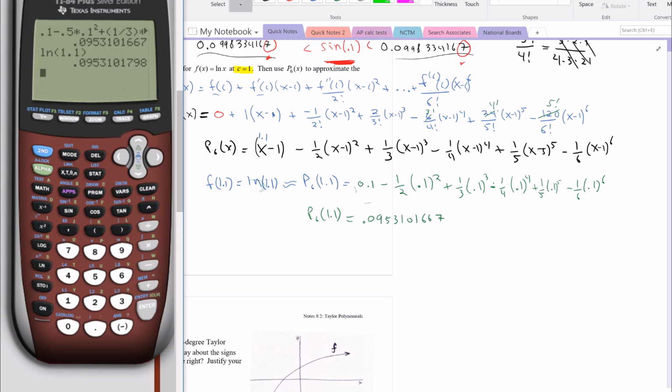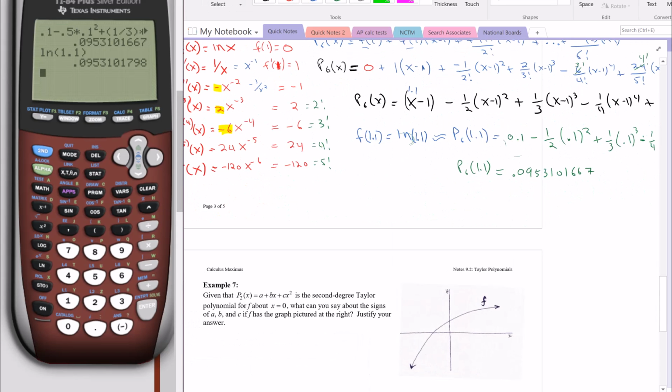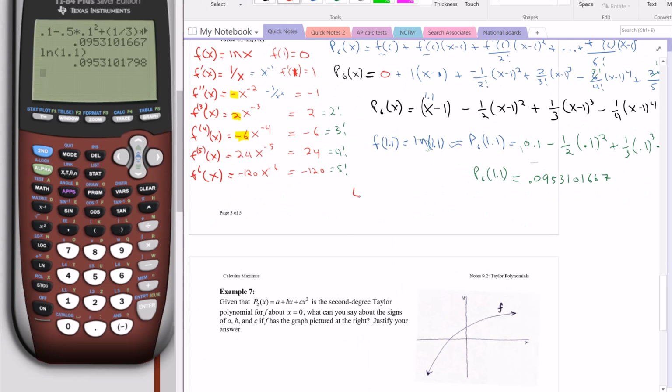So just to review, this one's not asking for it, but I just want to show you real quick. If I wanted to know the error, if I want to calculate the error, we would look at the 7th term, which you don't have to do all that work for.